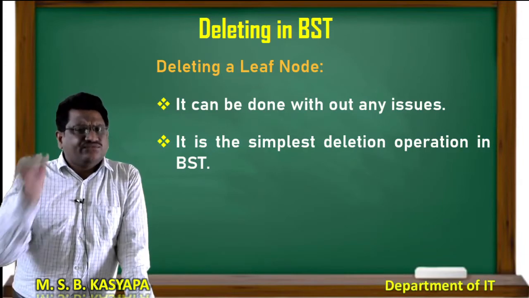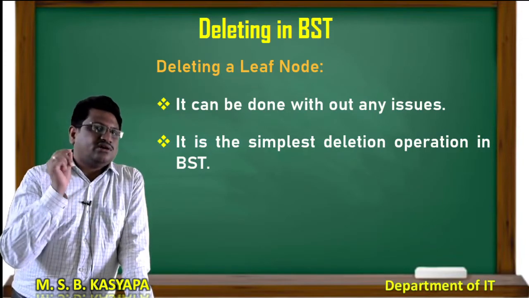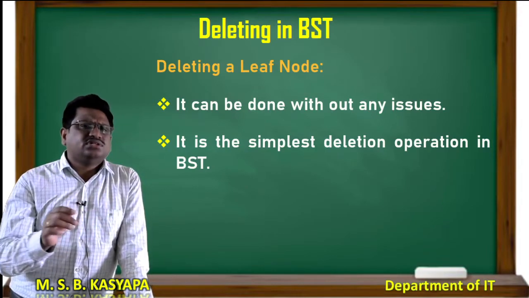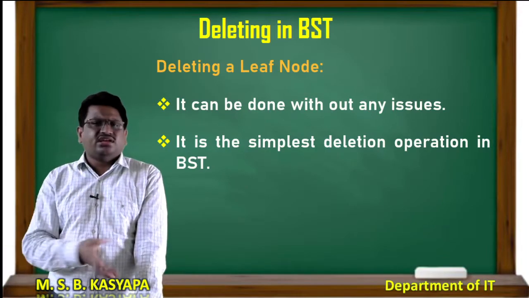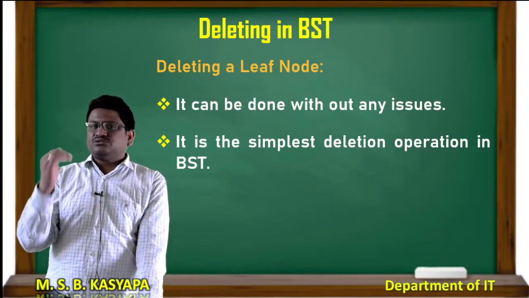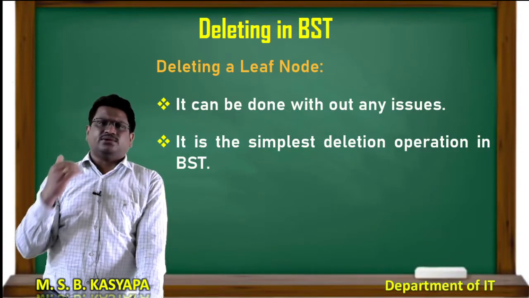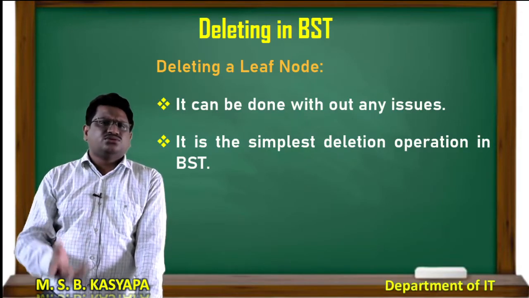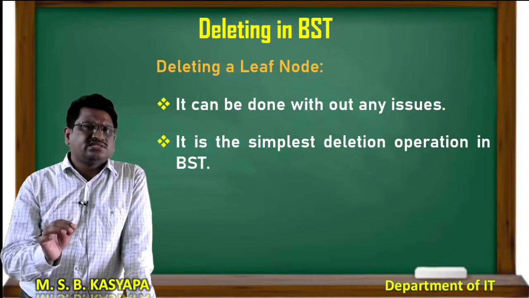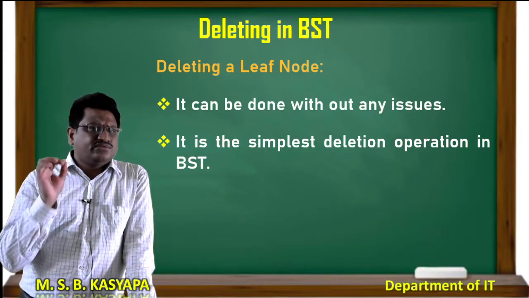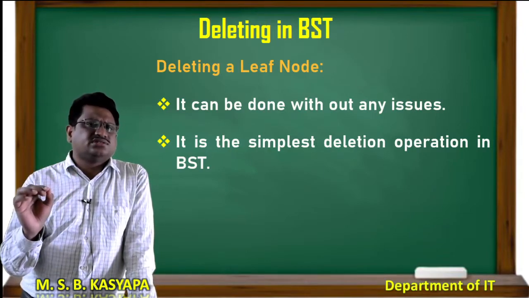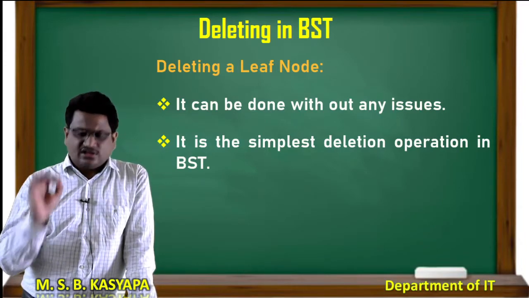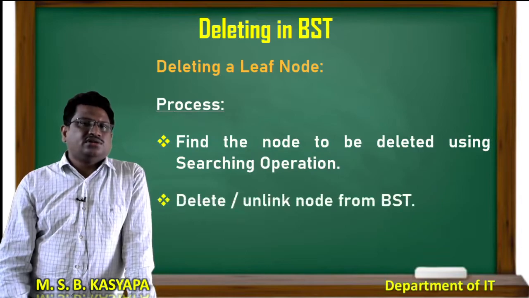Now, it is the easiest process of deletion, very easy. If I want to delete a leaf node, see, a leaf node does not have any relations, am I right? It is only linked with the parent, it does not have any successors. So, there is not much effect. If it comes to deleting a leaf node, it is very easy. It is the easiest process in deletion of BST. So, let us go to the process.